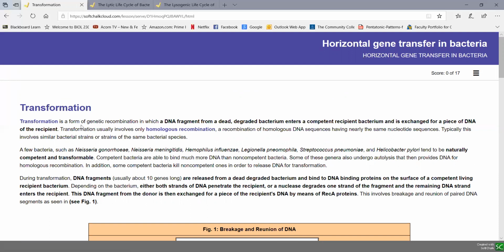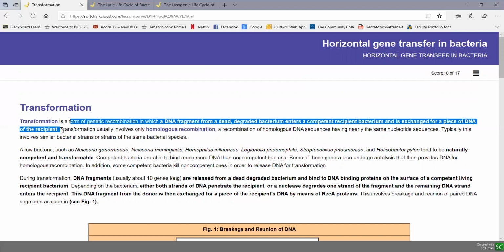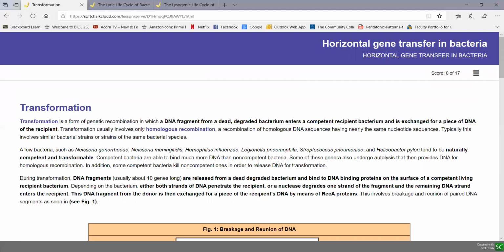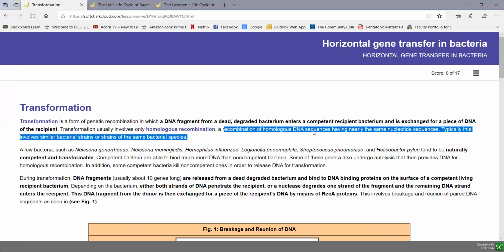Now, transformation is a form of genetic recombination in which DNA fragments from a dead, degraded bacterium enter a competent recipient bacterium, and that donor DNA is exchanged for a piece of the recipient's DNA. But this usually involves what we call homologous recombination. And homologous recombination is a recombination of very similar DNA sequences that have almost the same nucleotide sequence. So the bacteria usually have to be very closely related to have these similar nucleotide sequences before transformation can occur. So this typically involves bacterial genes or strains of the same bacterial species.